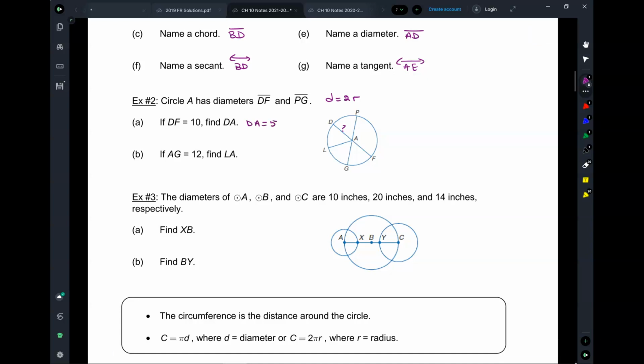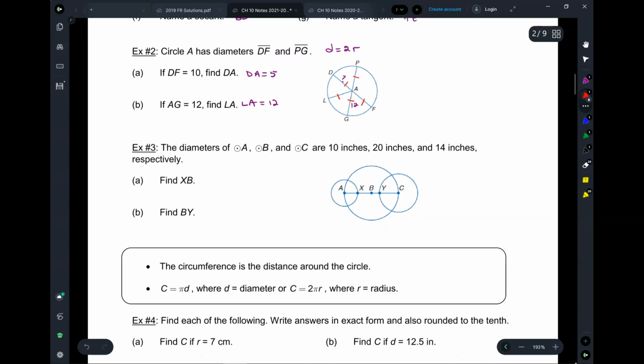And if AG is 12, then how big is LA? 12. Also 12. So LA is also a radius. So let's take a look here at all the radii. PA is a radius. AG is a radius. AF, AD, LA, all of those are radii, and they're all equal to each other.